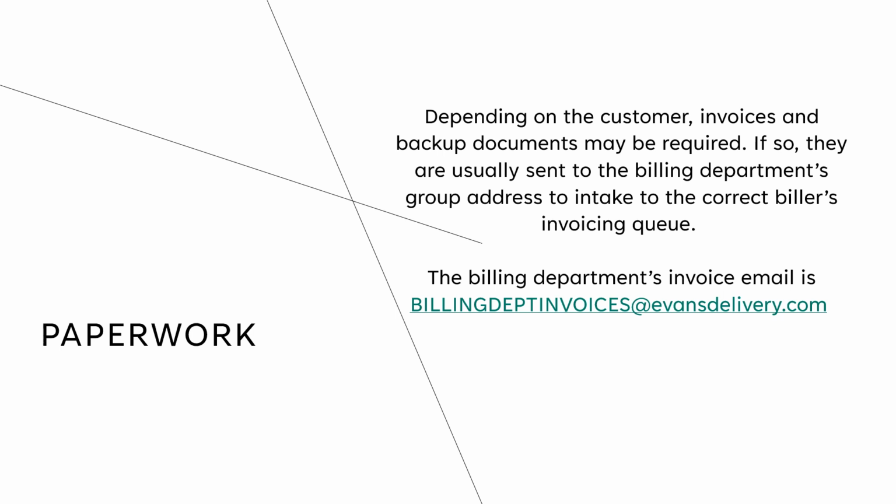Depending on the customer, a statement bill or web bill account may require invoices and backup documents. If so, they are usually sent to the billing department's group address to intake to the correct biller's invoicing queue. These accounts can be identified in Aurora by looking at the Invoicing tab. If you see the below displayed email address, this would be an account that requires additional paperwork.